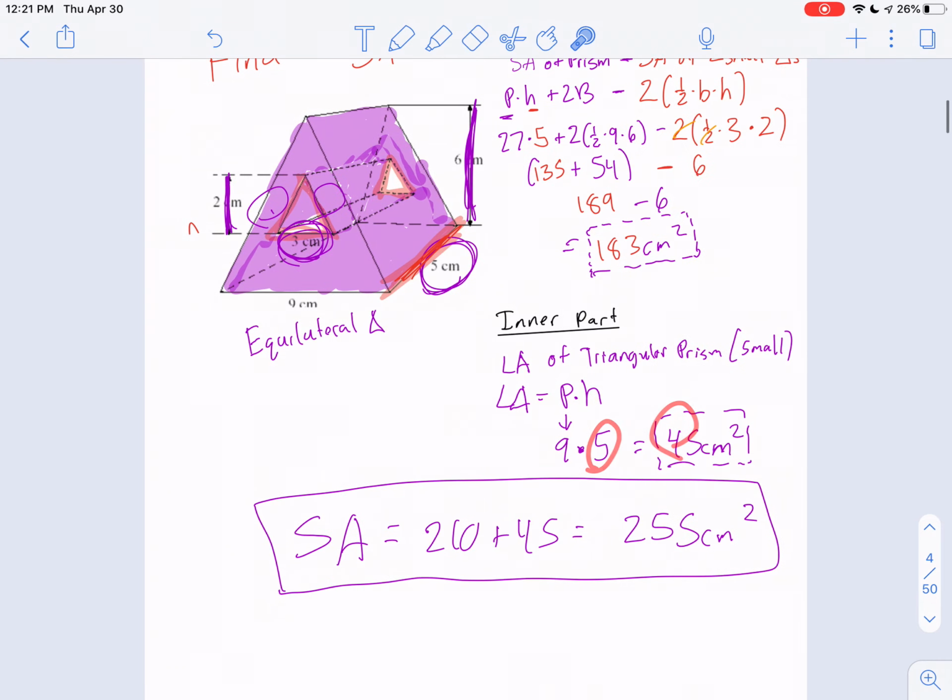So the answer is slightly changed, so please make a note of this. This was 183, right? 183 plus 45. Your official final answer should be 228 centimeters squared. So that should be your final answer.